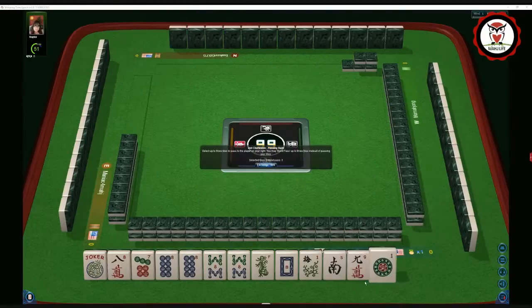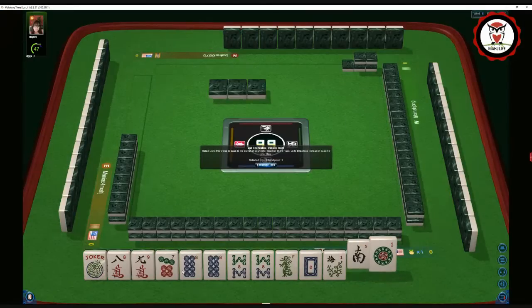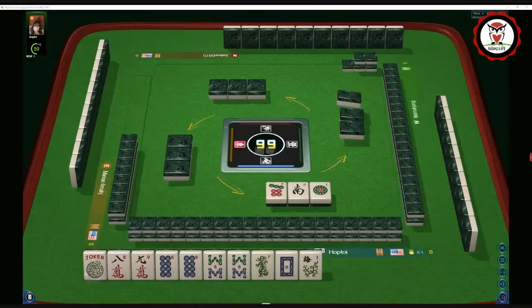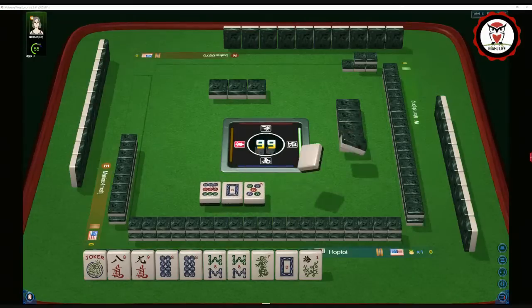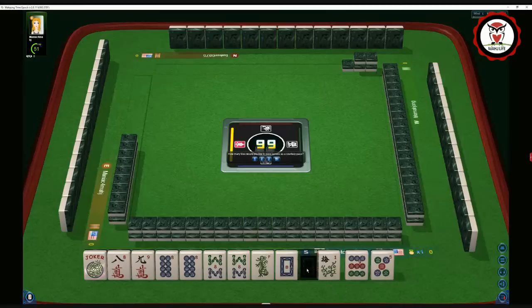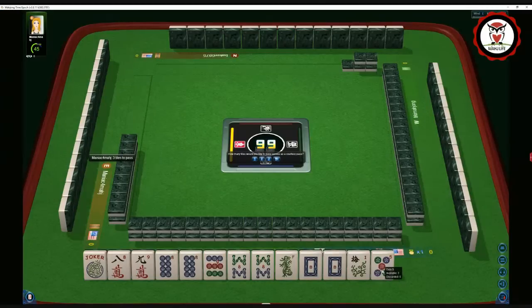Nine crack, 8, 9. There was an 8, 9 coming. We do have some potential for the pair hand if we get that 9 dot that was going around. We got the 9 dot and the white dragon. Okay, so we have 8, 9, dragon. We have one discard at the moment.